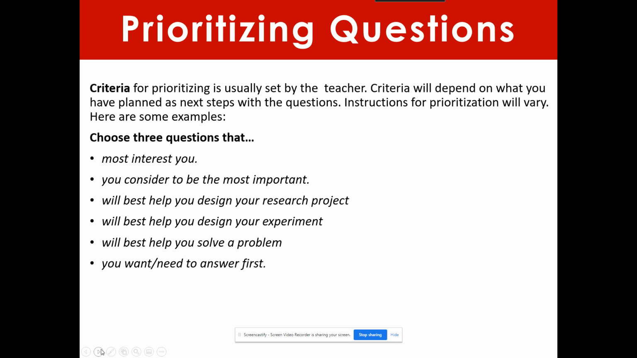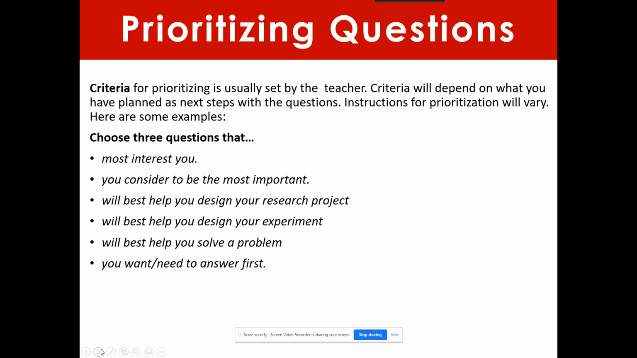And then you would prioritize the questions. The criteria here for prioritizing is usually set by the teacher. The criteria will depend on what you have planned as next steps with the questions, and instructions for prioritization will vary. So here are some examples of what you could do with students to ask them to prioritize their questions.